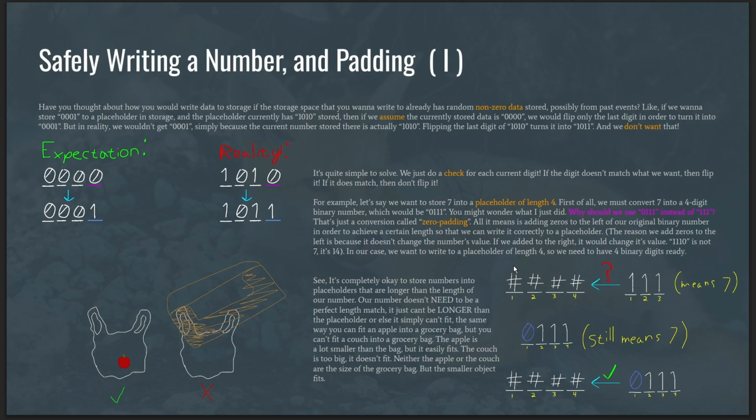So here's the illustration. We have a placeholder, 1, 2, 3, 4. We want to store 7, which is 111. So we have to convert it into 4 digits long. We just add a 0 to the left, so now it still means 7. And now we can store it there as 0111. Also, this was for this part. The expectation is 4 zeros and then 0001. But in reality, it was 1010 and then 1011.